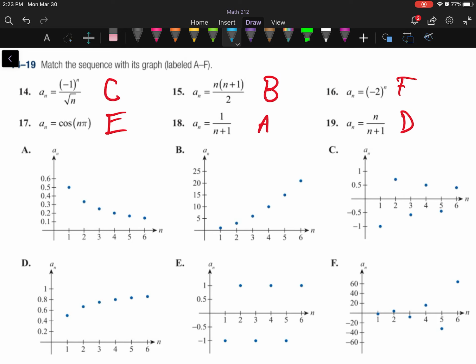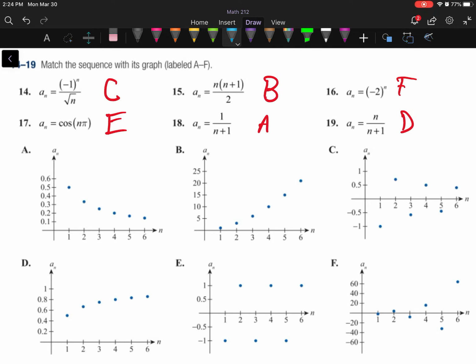And E alternates but doesn't shrink at all. So E looks like 17. That cosine of n pi thing is actually a nice way to get a continuous version of the powers of -1, if you were going to make it into a function that had a continuous domain. And then F starts off small, gets bigger and bigger, and keeps alternating. So number 16 fits the bill there.